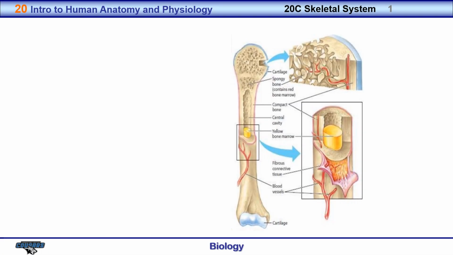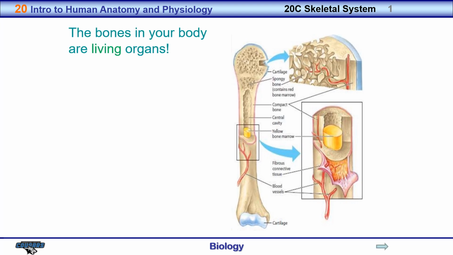Today's topic is the study of the human skeletal system. We won't quite finish it today. We'll have to finish up part of this tomorrow. The bones in a person's body are living organs, and they contain blood vessels and nerves and fat tissues and blood cell forming tissues.